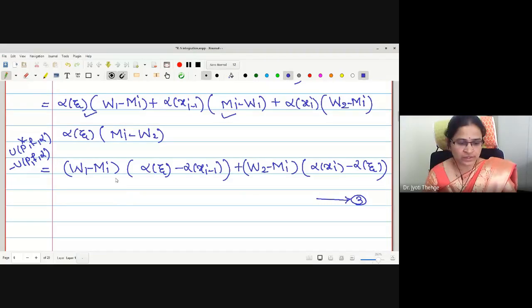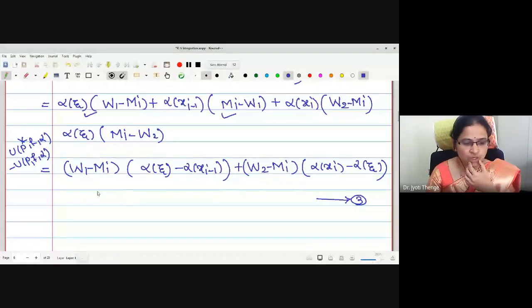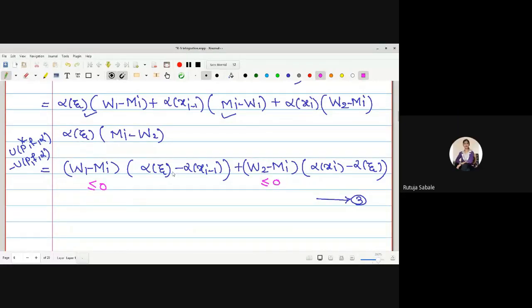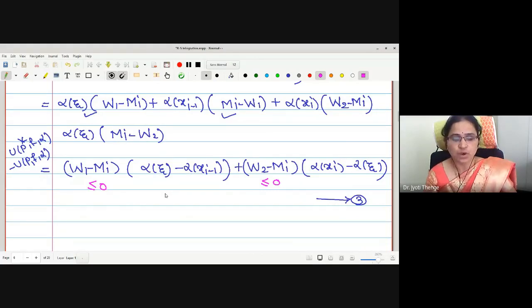Correct now? Now look at every term involved in this product. This is the addition of two products, no? What about this value W1 minus mi? What is the relation between W1 and mi we have written? W1 is less than or equal to mi. Then what is the value W1 minus mi? Less than or equal to 0 or greater than or equal to 0? Less than or equal to 0. What about this? W2 minus mi? Same, less than or equal to 0.